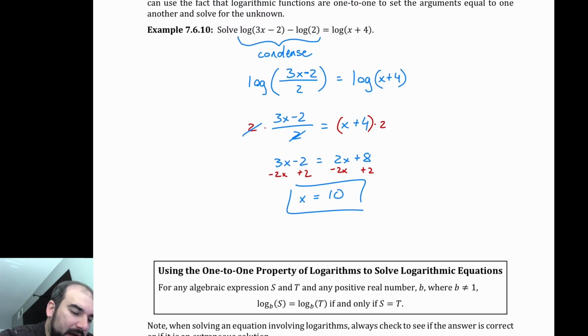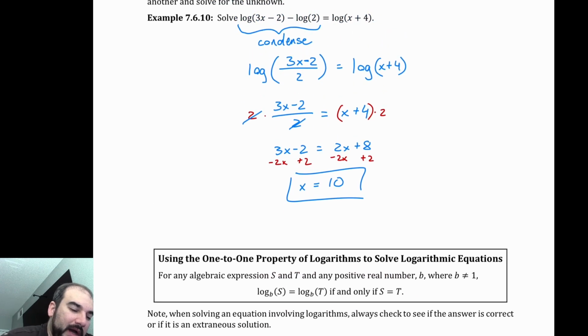Cool. So you might need to condense before you use this property. You might need to use the power rule before you use the property. You just need to somehow get to the same log base on both sides.